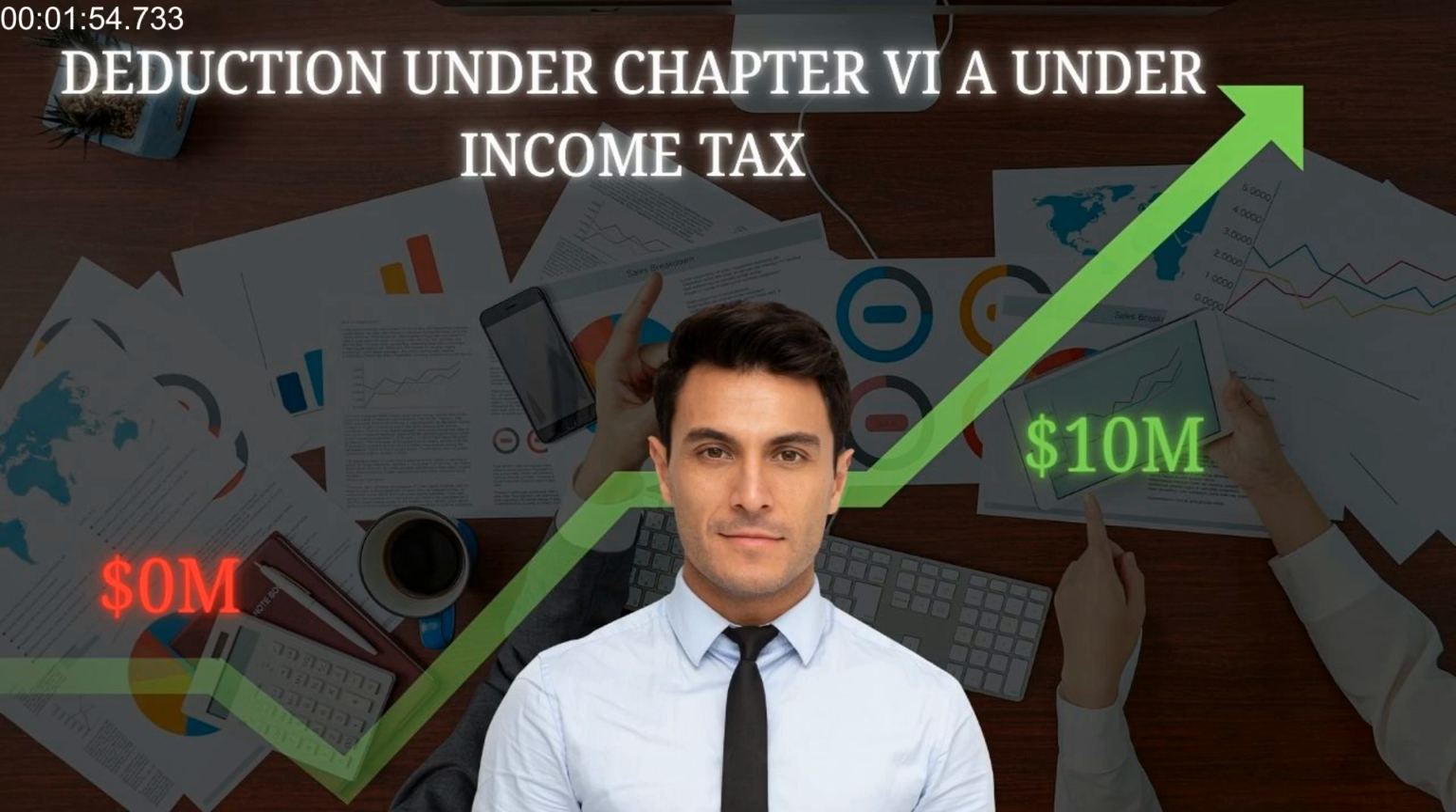Parents: an additional deduction is available for premiums paid for parents. The limit is 25,000 rupees if the parents are not senior citizens, below 60 years of age, and 50,000 rupees if one or both parents are senior citizens.